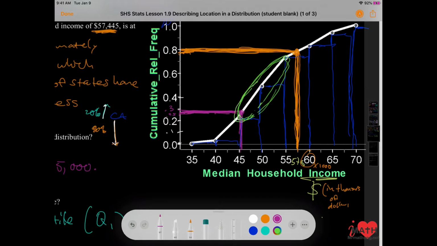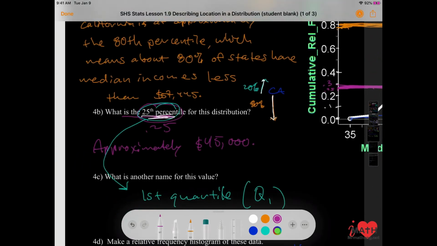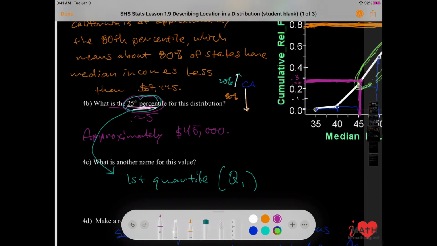And we're going back to my graph. And once you hit the graph, then you're just going to go below. Okay? And that's somewhere around 45,000. Approximately 45,000.